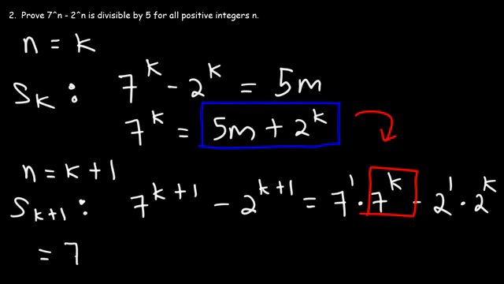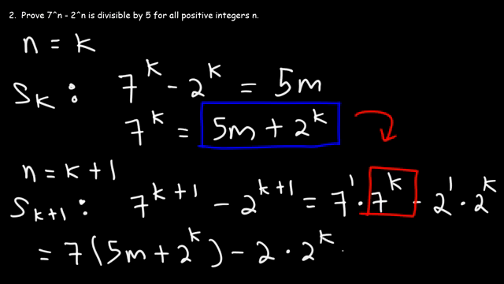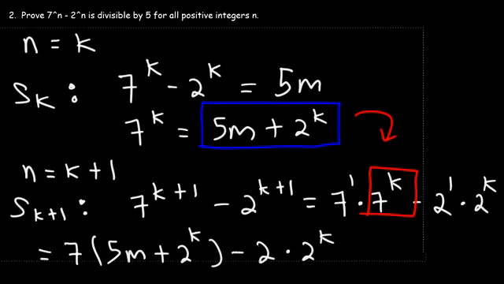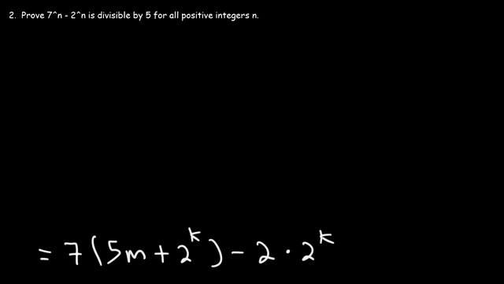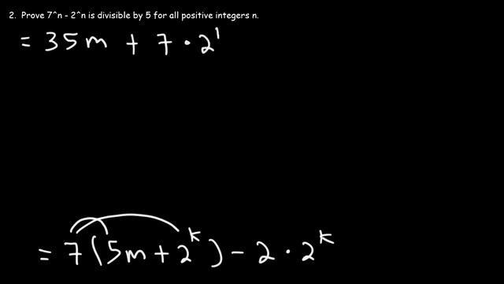And so this becomes 7 times 5m plus 2 raised to the k, and then minus 2 times 2 raised to the k. 2 to the first power is the same as 2. So what do you think we need to do at this point? Our next step is to distribute the 7. 7 times 5m is 35m. And then 7 times 2 raised to the k, we're just going to write as 7 times 2 raised to the k.